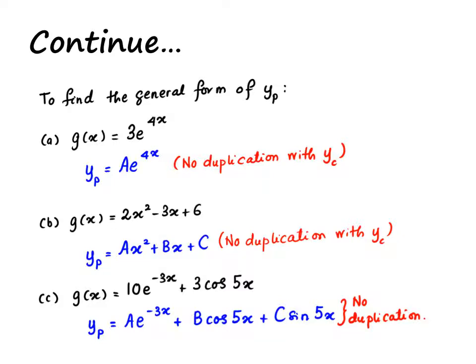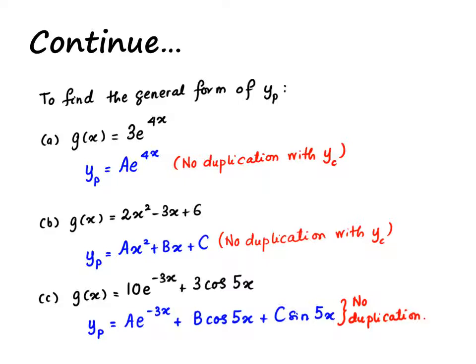For question B, the trial form of a particular solution is assumed to be yp equals ax squared plus bx plus c. Since there is no duplication between yc and yp, the final form of the particular solution is yp equals ax squared plus bx plus c.